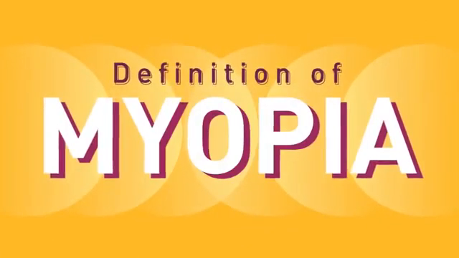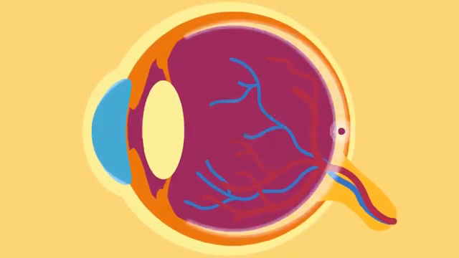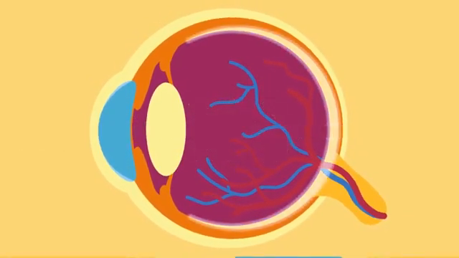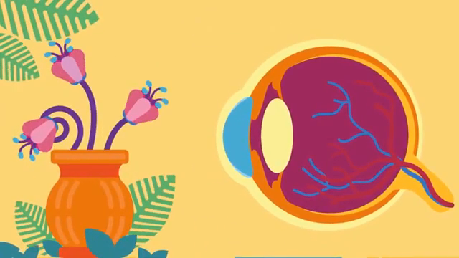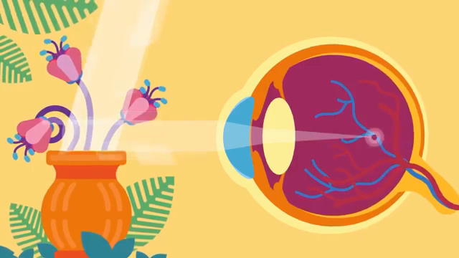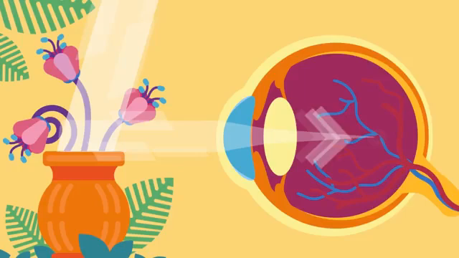Definition of myopia. It is a form of refractive error, an inability to refract, bend, or focus the light rays properly, in which parallel rays of light, i.e. coming from a distant object, after entering the eye, are focused in front of the retina instead of on the retina with eye muscles at rest.